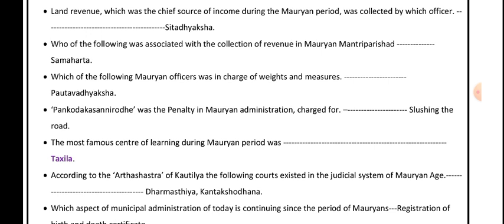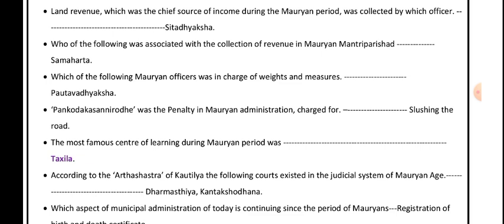Potavadhyaksha. Pankodaksha Nirodhe was the penalty in Mauryan administration charged for spoiling the road.